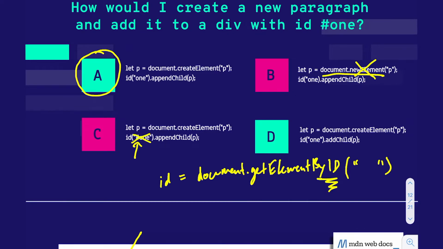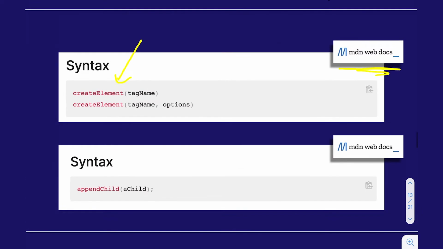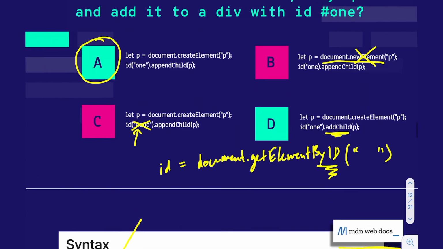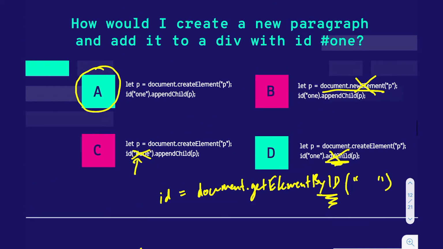And lastly, we've got D. So we've got let p equals document.createElement p. That looks good so far. Then we've got ID1. Okay, good. We're only passing in the name, no hashtag. But then we've got addChild. addChild, unfortunately, according to the MDN web docs, is incorrect. It's appendChild. So this one does not work either. And for that reason, the correct answer is A.